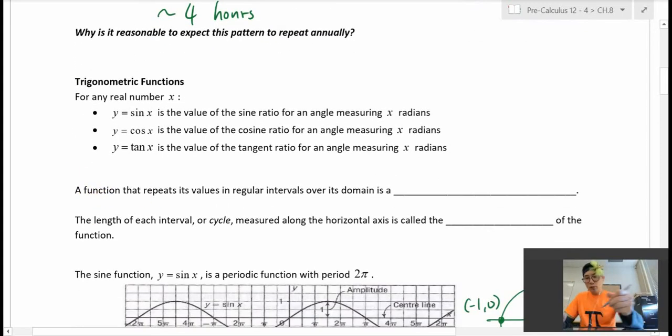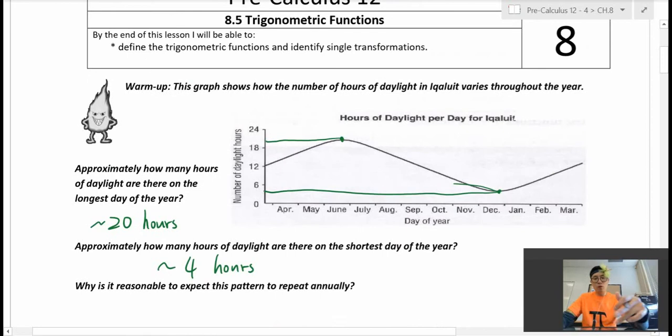A function that repeats itself in a regular interval over its domain is what we call a periodic function. So again, it repeats itself over and over again within a certain interval. In our graph here, the interval would be a year. Every year it's going to be the same.